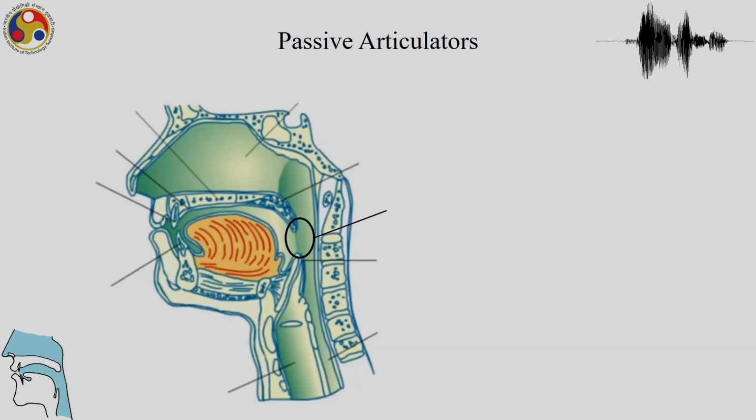So this is the vocal tract, and we can see that there is a passage through which air will pass out from the lungs for the production of specifically speech sounds.